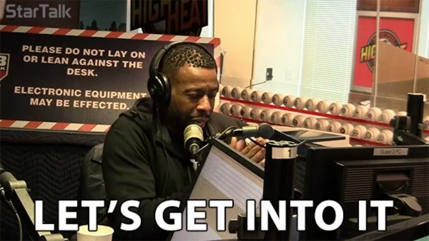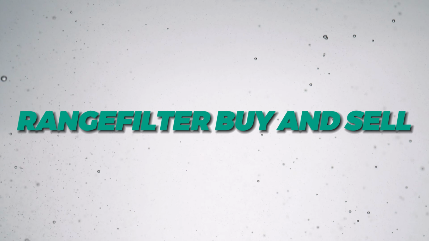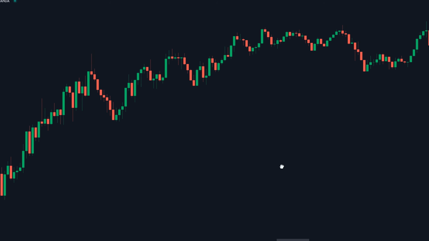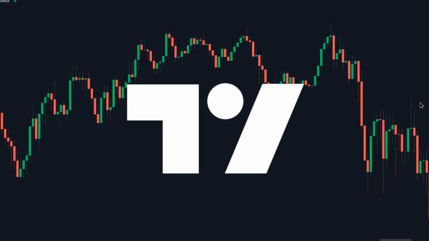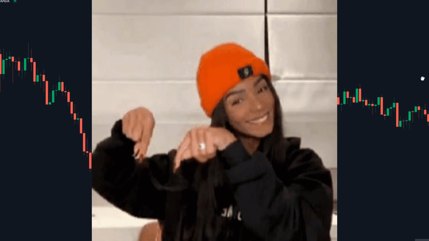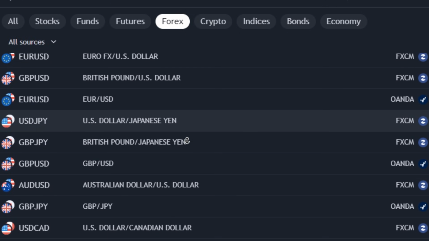Let's get into it. So this indicator is called RangeFilterBuyAndSell. To add it to your chart, you first of all want to go to Tradingview, which is the charting platform that I'm going to be using. If you need to sign up, the link for that will be in the video description. And then load any trading security that you like.